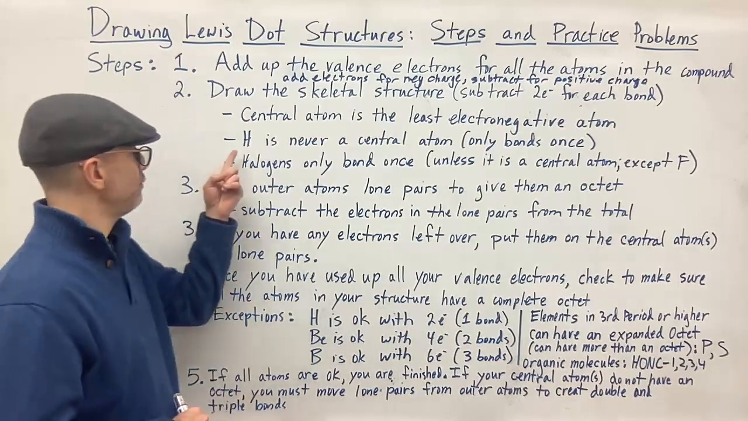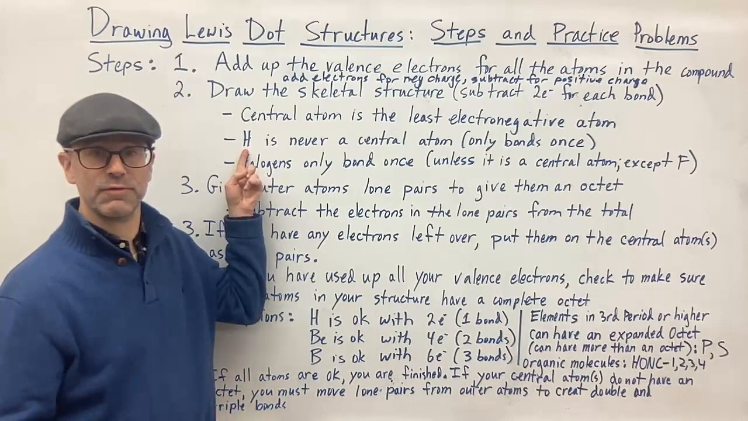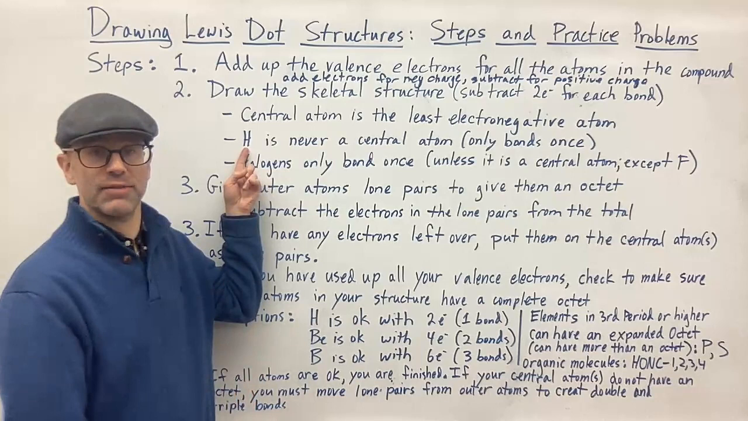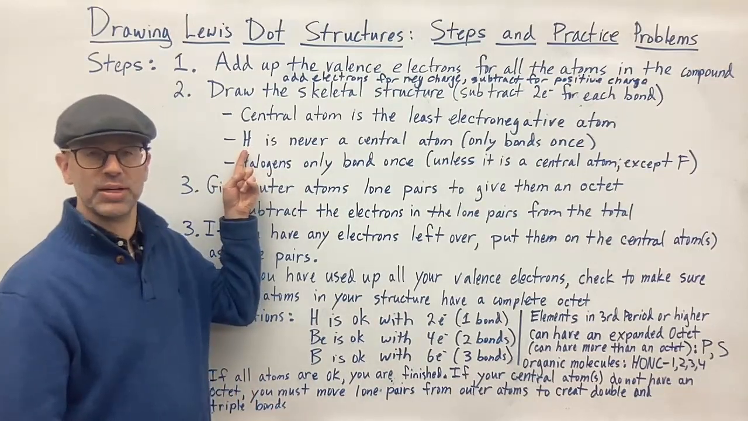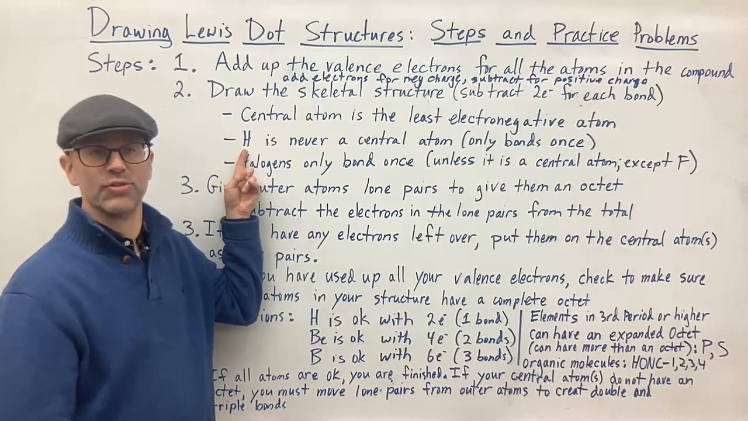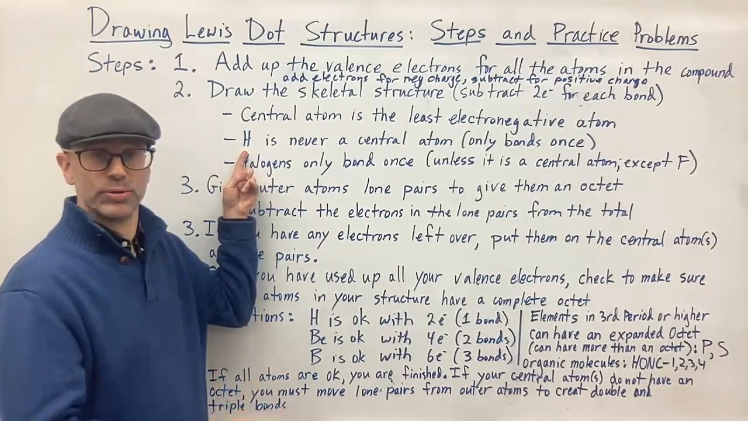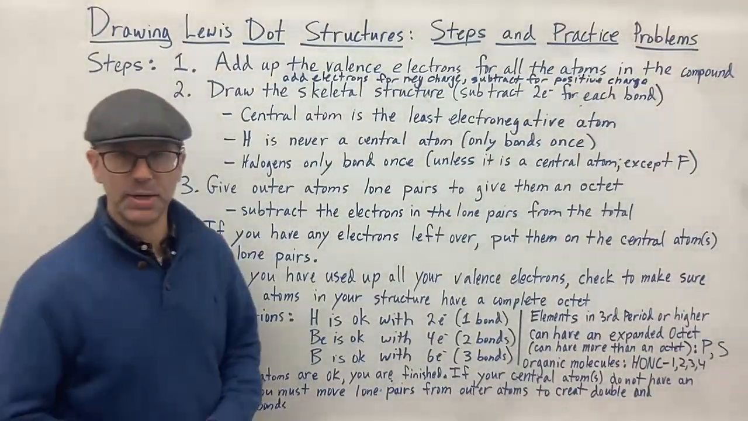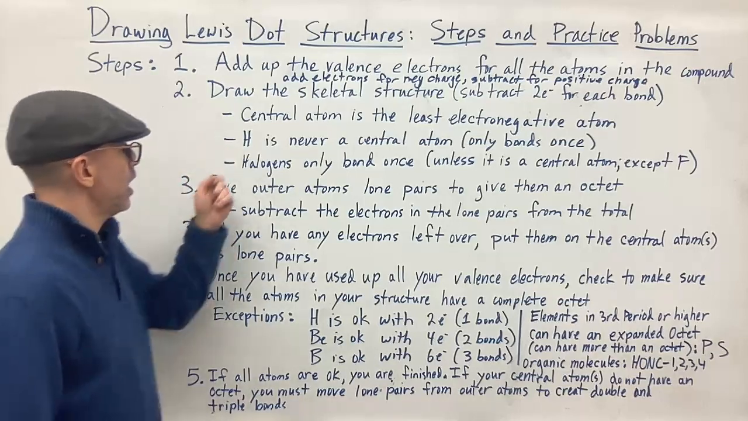Okay. If you have hydrogen, hydrogen is never going to be the central atom, even if it's written first. So in things like acids, usually you're going to write the H first in the formula. That is not the central atom. It'll never be the central atom because hydrogen will only bond once. You need a central atom. It's going to be something that's going to bond multiple times. So hydrogen is not going to be the central atom.